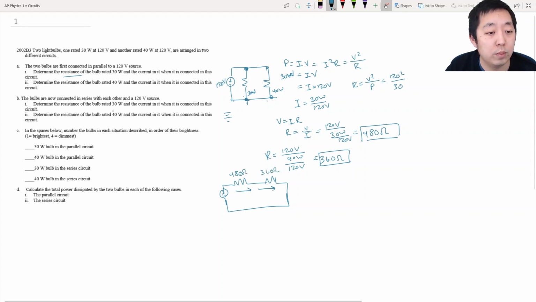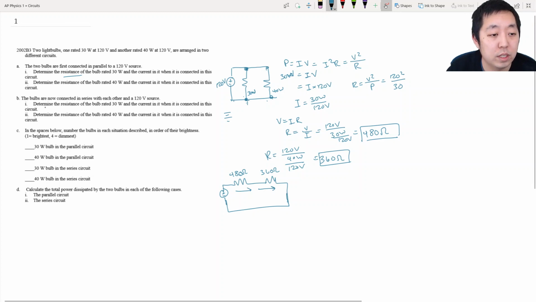Determine the resistance of the bulb rated 30 watts and the current when it is connected in this circuit. Well, the resistance doesn't change, because the resistance doesn't change just because I configure them separately.